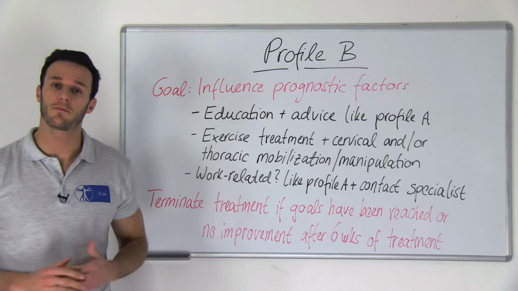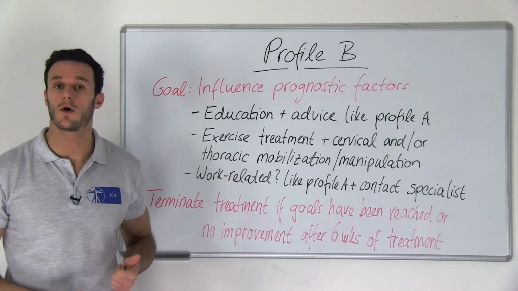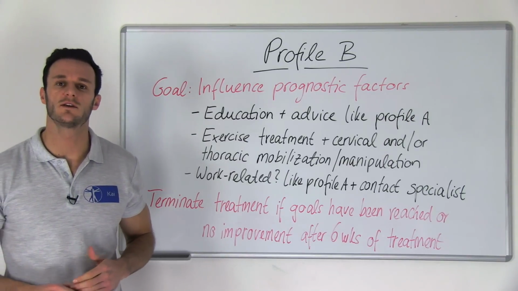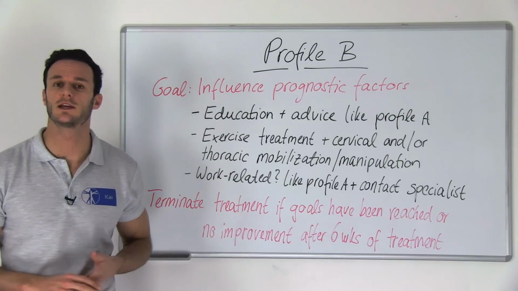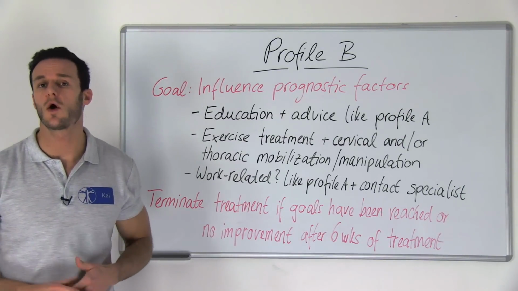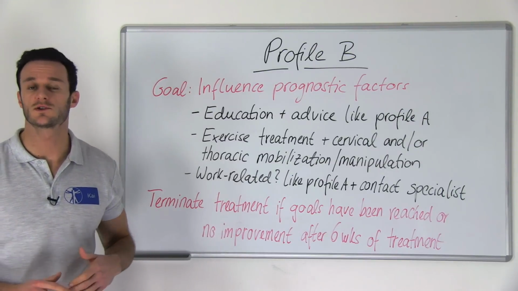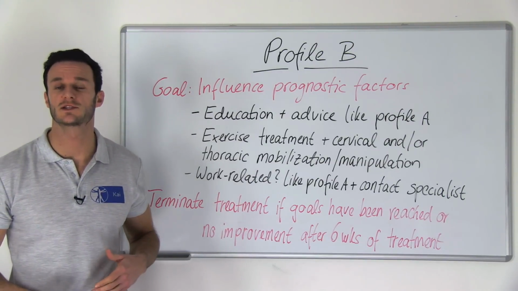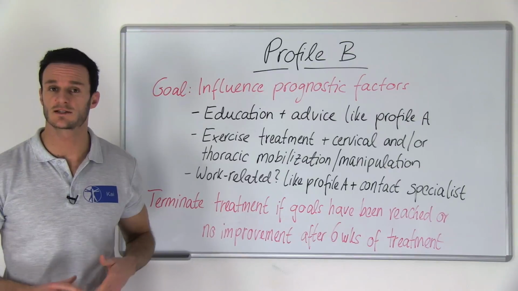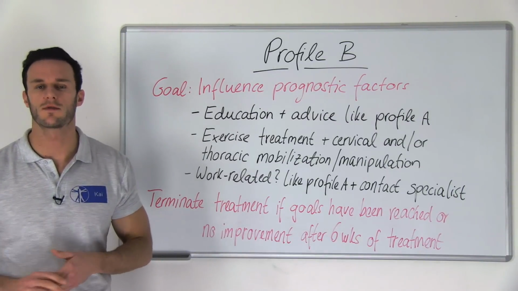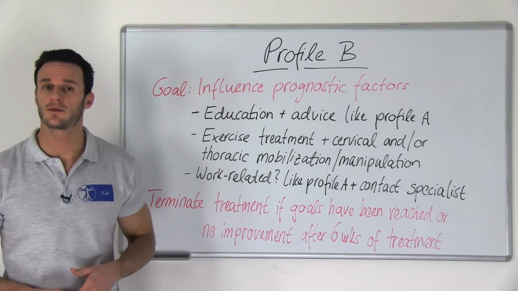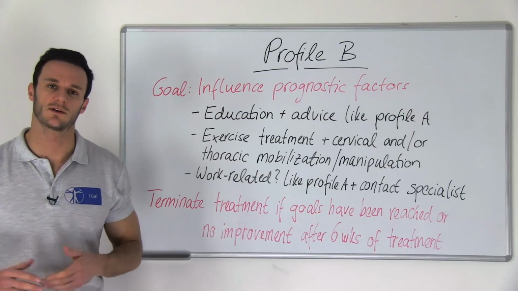This profile has an abnormal course with neck pain grade 1 or 2 without dominant psychosocial factors. Therefore, your goal is to influence prognostic factors that are present in your patient and that are related to the delayed recovery. These can be physical or non-physical. So first of all, you should educate your patient according to what was mentioned for profile A. Then the additional therapy of choice consists of exercise therapy with cervical and/or thoracic mobilizations and manipulations. The exercises should be in line with the needs, limitations and goals of your patient.